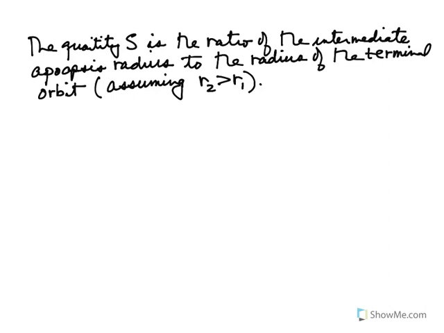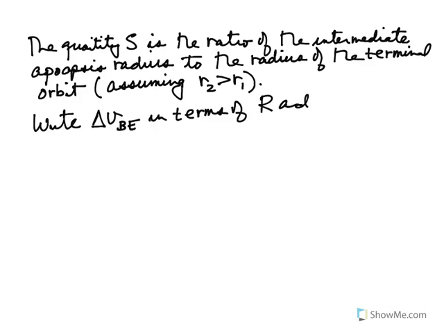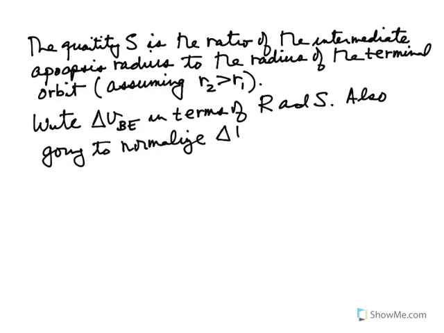So, given that, let's see if we can write this delta V1. We're going to write delta V bi-elliptic in terms of R and S. And we're also going to normalize delta V bi-elliptic by VC1, which is equal to the square root of mu over R1. So eventually we're going to do that as well. We'll get there, but let's do each of these one at a time.